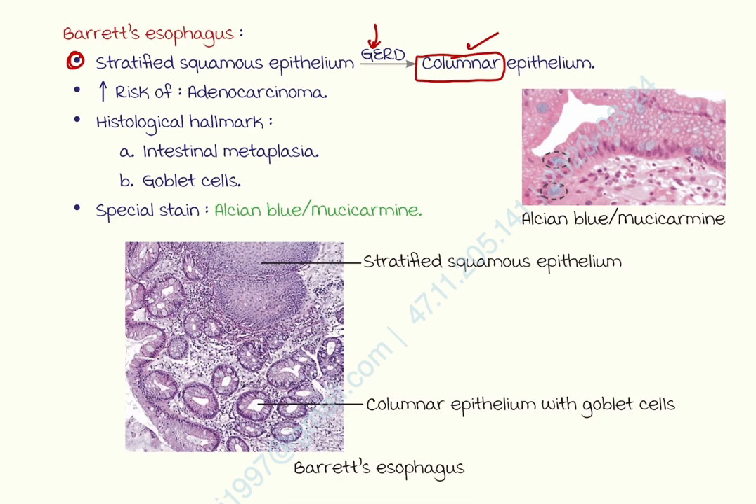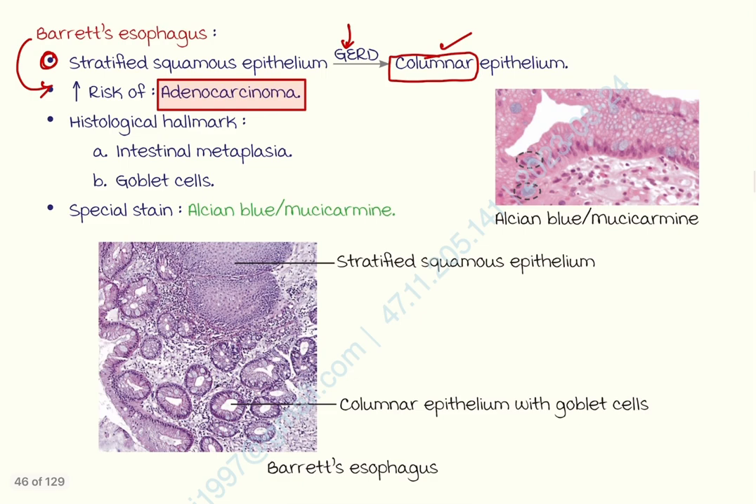And what carcinoma is increased in Barrett's esophagus? Please remember, it is the adenocarcinoma of the esophagus. The risk of getting adenocarcinoma is increased because of Barrett's esophagus. What is the histological hallmark? I already told you, it is the intestinal metaplasia and the presence of goblet cells. What is the special stain? Mucicarmine or Alcian blue, I told you. These are blue, all the Alcian blue or mucicarmine.